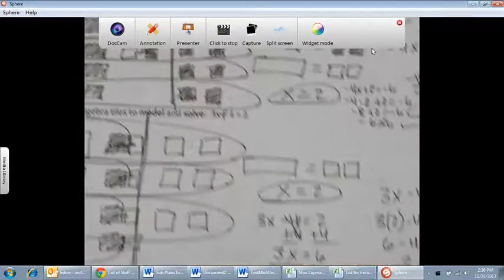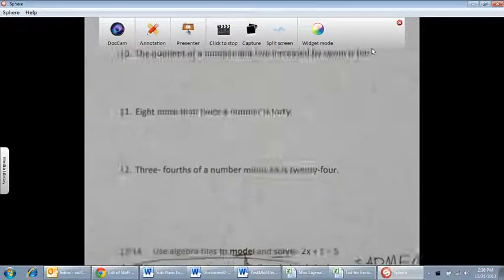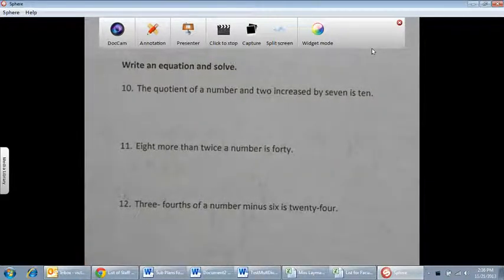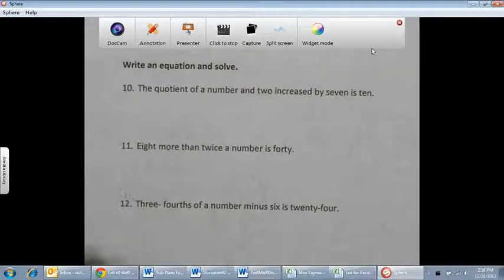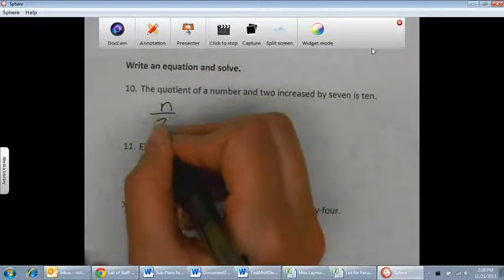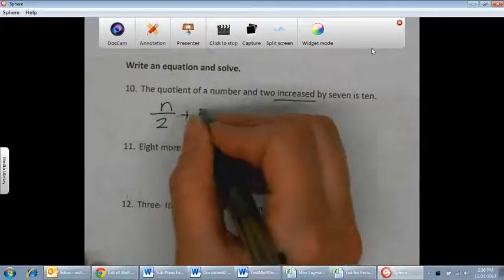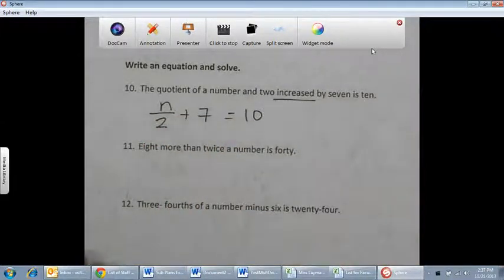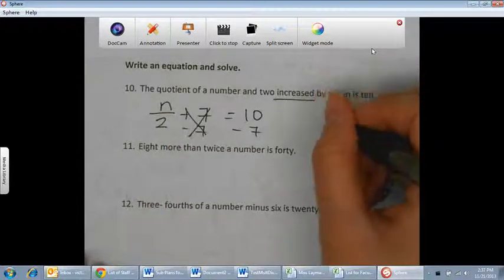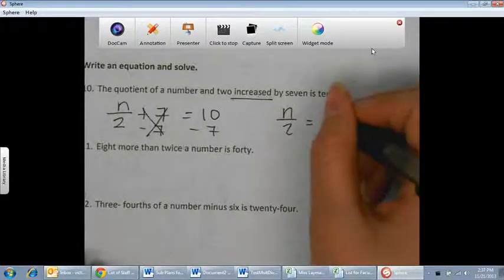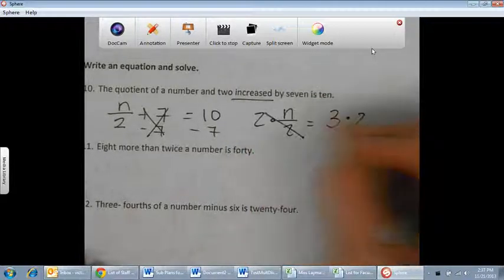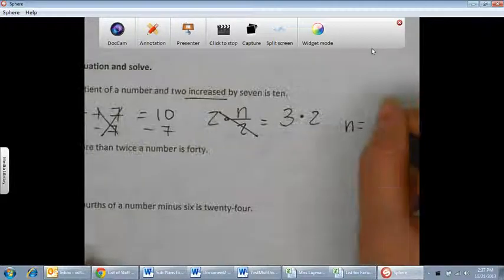And then I'm also going to hop back up here to 10, 11, and 12 and just go over them with you. The quotient of a number and 2 increased by 7 is 10. So the quotient of a number and 2, meaning n over 2, increased by 7 is 10. So you subtract 7 on each side. Those cancel, and you're left with n over 2 is equal to 3. Then you multiply by 2 on each side, and you'll get that n is equal to 6.